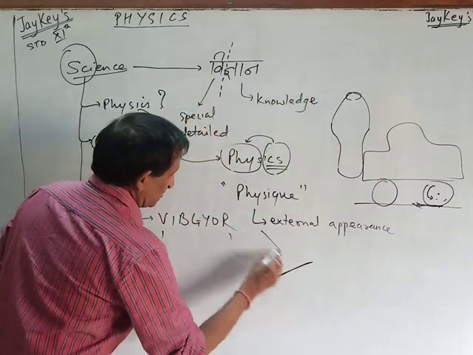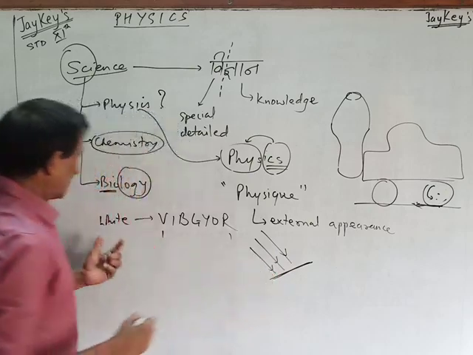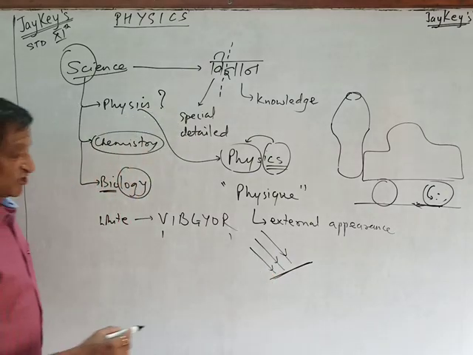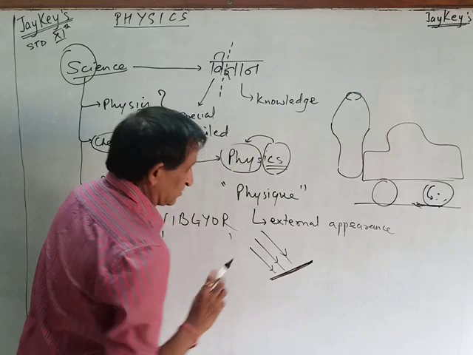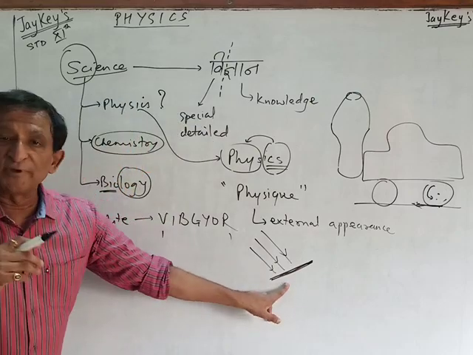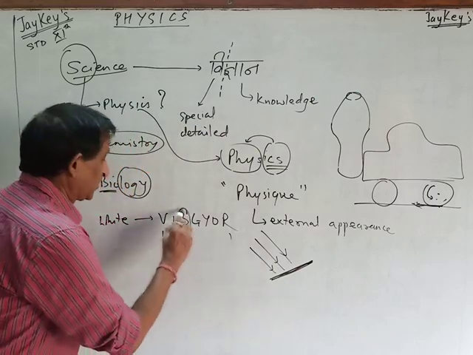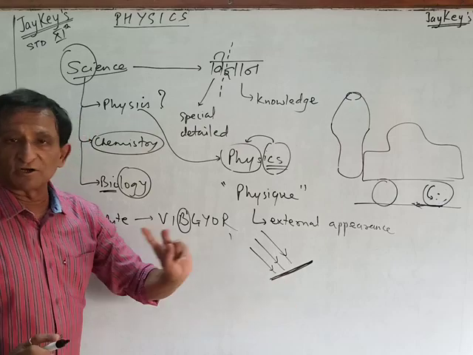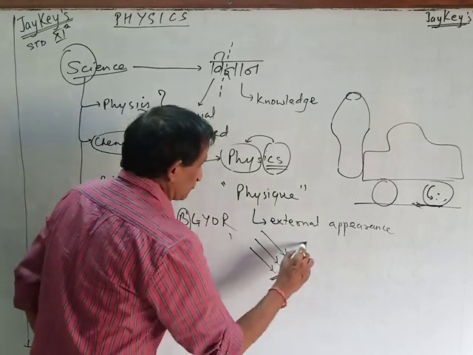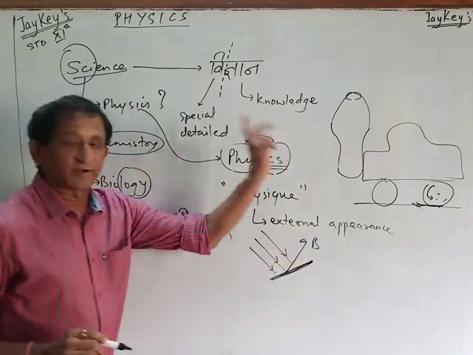Suppose light falls on this surface. The light falling is white light. The surface has a particular property of absorbing all the colors except blue. It does not absorb blue, other colors are absorbed. It reflects only blue color. It does not absorb it, so it returns back.